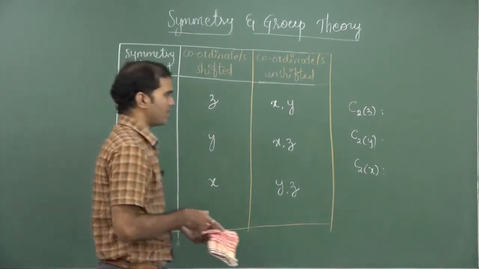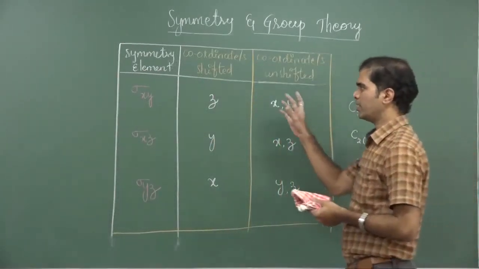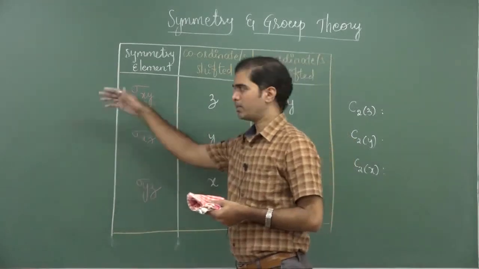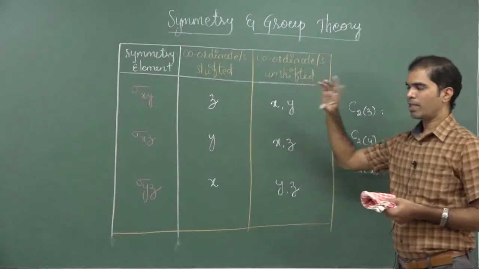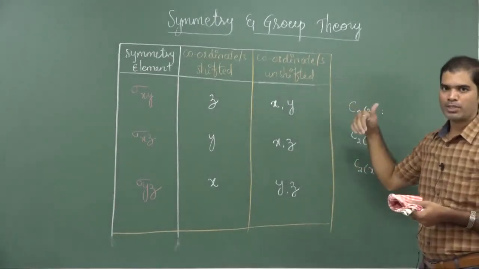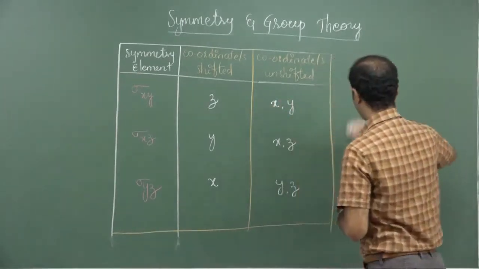We have seen some basic questions. As I told you, in the CSIR and GATE exams, they will give you a combination of these operations. They will ask you, when Cn is performed followed by a particular plane, how are the coordinates shifted? What is the final position of these coordinates? You have to remember the two tables that I have given you.